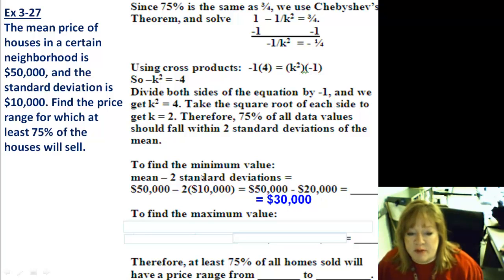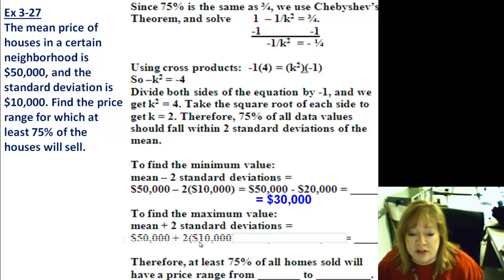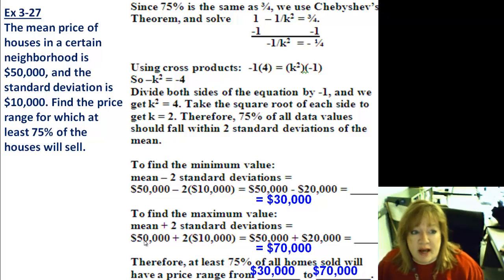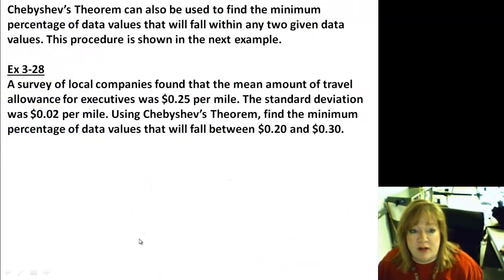Find the maximum. Instead of minusing 2 standard deviations, we're going to add 2 standard deviations. So we'll have 50,000 plus 20,000, which gives us 70,000. Therefore, at least 75% of all homes sold will have a price range from 30,000 to 70,000. So that's where 75% of the houses will sell. And that's Chebyshev's.